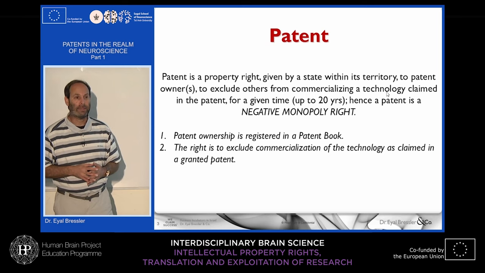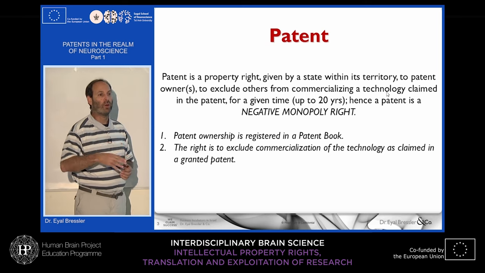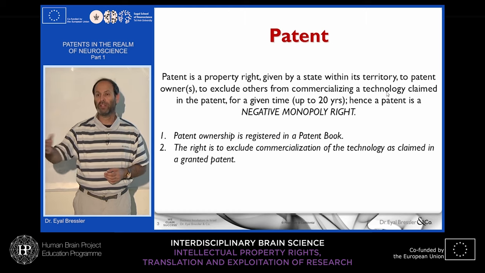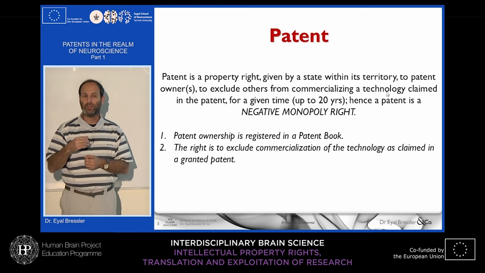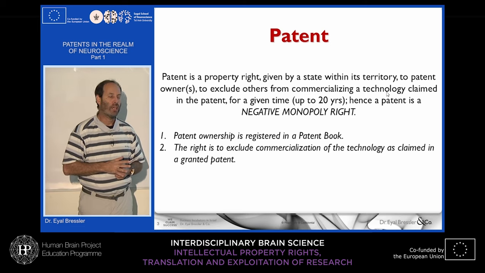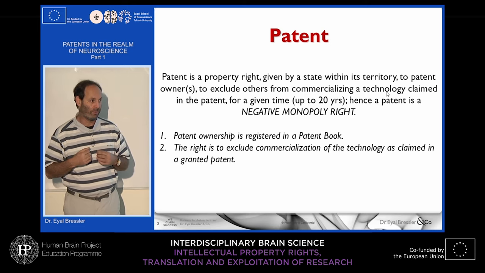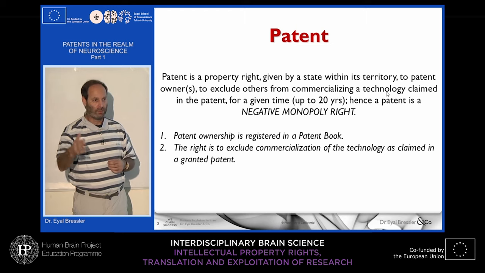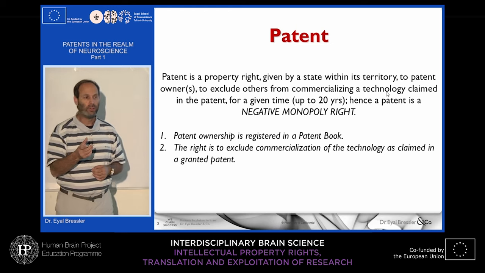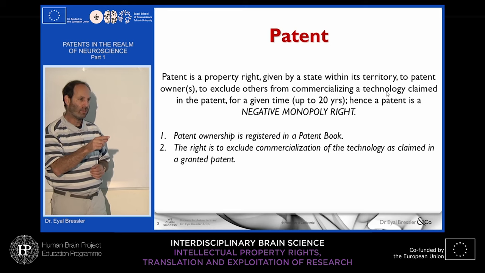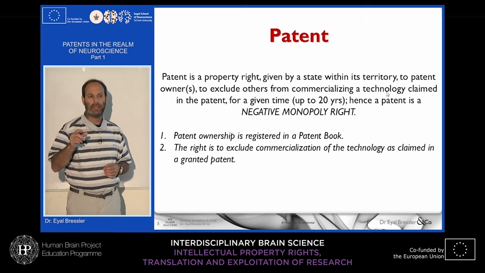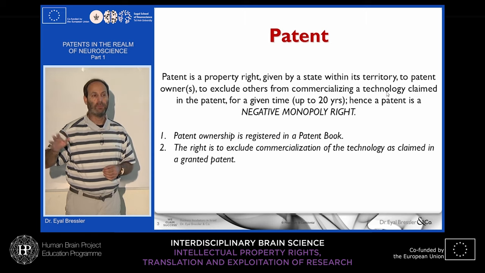What is a patent? A patent is a right to avoid others commercializing a technology. If you have a patent, you have the right to prevent others from doing something. You have no right to do it yourself. You have the right to prevent others from doing something. It's a negative monopoly from the country. Okay? So a patent is defined by the claims, as was published in the book.